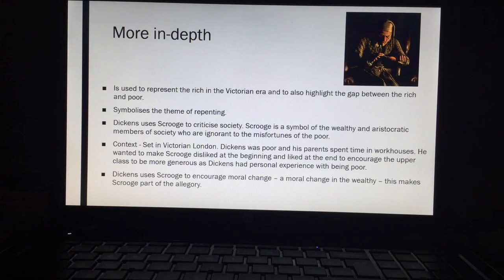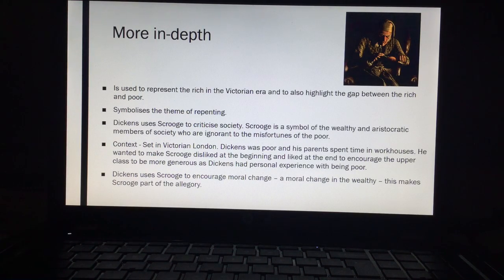More in depth. Scrooge is used to represent the rich in the Victorian era, and to highlight the gap between the rich and the poor. If you need to watch my context video, please do so, which explains the background of the book and the time that Dickens was writing in, which is vitally important. He also symbolises the theme of repenting. Dickens uses Scrooge's character to criticise society. Scrooge is a symbol of the wealthy and aristocratic members of society who are ignorant to the misfortunes of the poor. Basically, they don't realise how poor the poor are and how difficult their lives are.